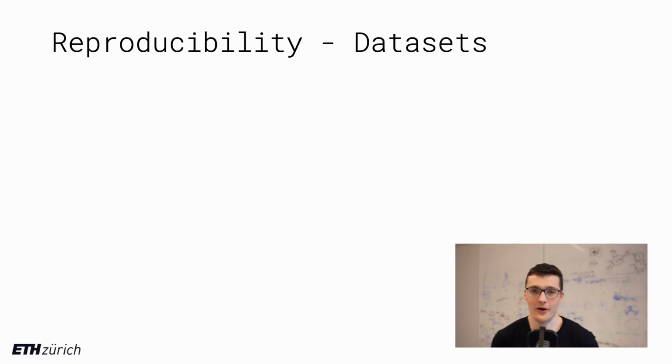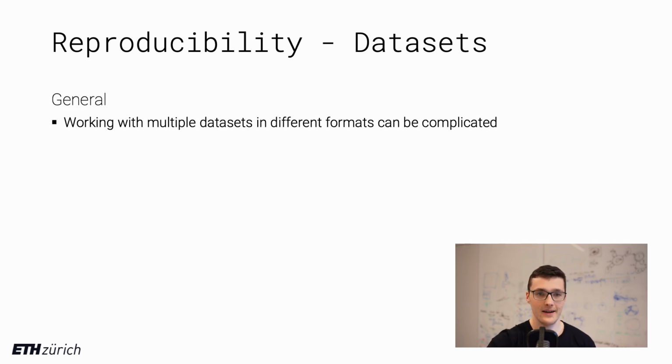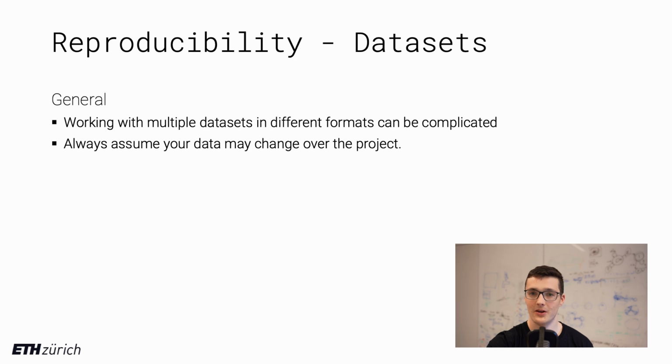Then also, one thing that is very often ignored is data sets, and that is actually pretty crucial to get right. You will often find yourself having to work with multiple data sets, and these data sets can come in different formats, which can be quite complicated to manage. What I would recommend is, even if you start out using a single data set for your project, always assume that your data might change, because you might want to change the train test split or add certain validation data. So if you have this in mind, you already figure out a system on how to version your data sets. Similar to how you version your code, you should version your data sets.